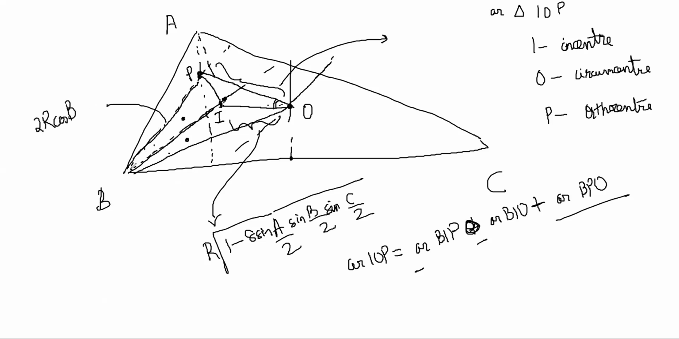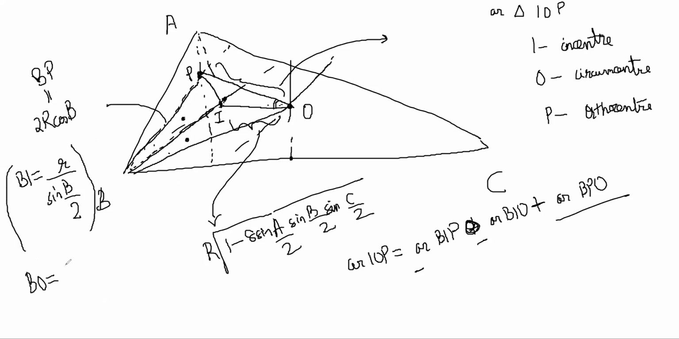Orthocenter to vertex, right? B, this is BP. BI is how much? BI is R by sine B by 2. Incenter to vertex. We have done this today, right? And BO is equal to capital R. BO, this is the circumcenter, right?